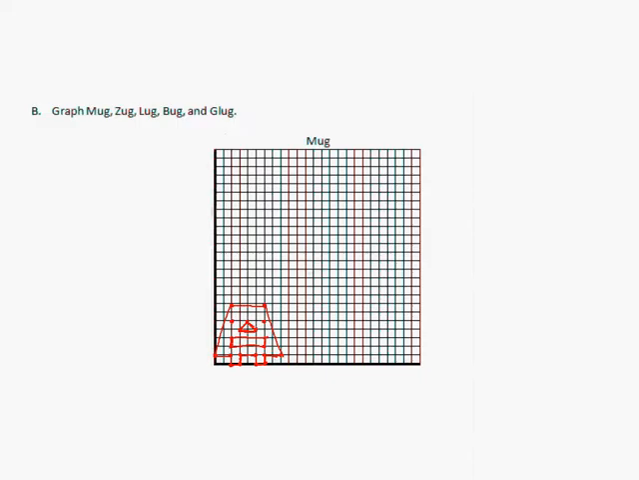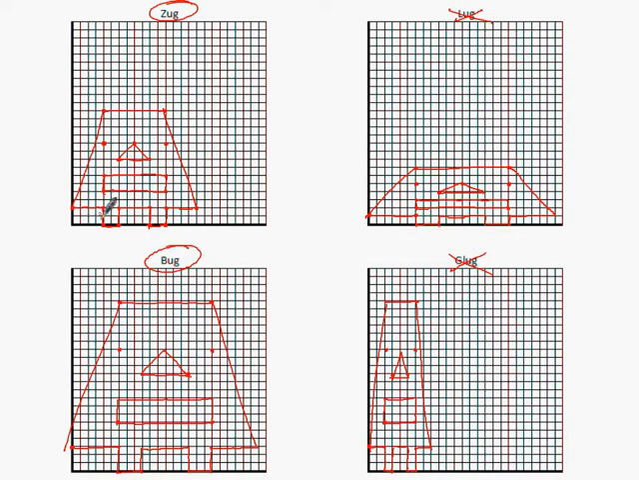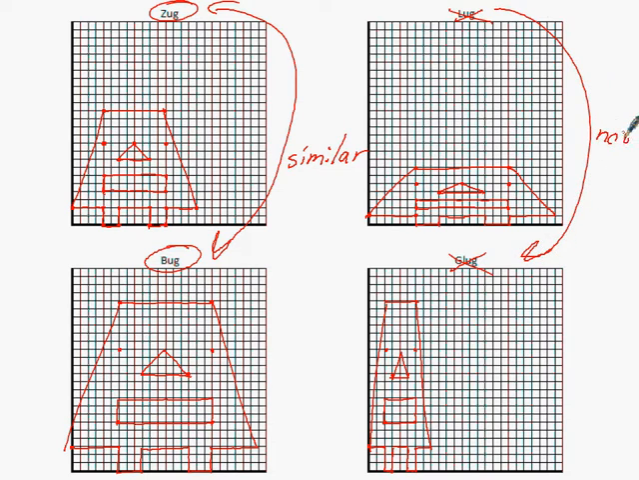So, if we look again, Zug seems like he's twice as fat, twice as tall. Bug is 3 times as fat, 3 times as tall. Lug is 3 times as fat, and that's it. He looks really fat. Glug is just 3 times as tall. He looks really tall. They are not similar. These two are similar because they are the same shape, just different sizes. These are not similar because they are different shapes and different sizes.